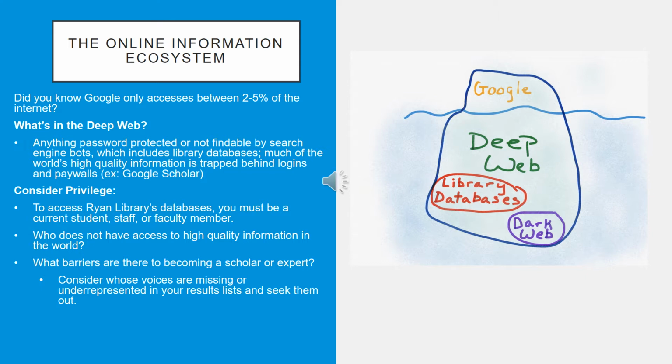To access Ryan Library's databases, you must be a current student, staff, or faculty member, which is why you're required to log in. Consider this privilege and consider who does not have access to high-quality information in the world and who does not have access to high-quality education. What barriers are there to becoming a scholar or expert? Consider whose voices are missing or underrepresented in your results list and seek out those voices.